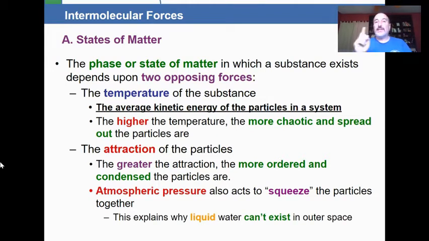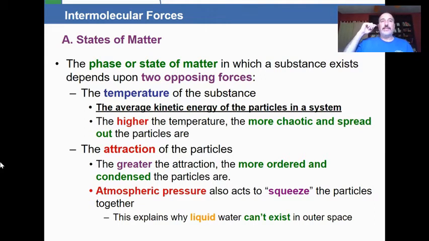And this explains why liquid water cannot exist in outer space. Liquids really do not exist anywhere except when there is an atmospheric pressure. Either they're solids, and they will stay rigidly in place, or if they have enough energy to break free from their attraction, they would much rather be separated and be a gas. It's only the atmospheric pressure that pushes down on them and keeps them close and makes them condense into a liquid.